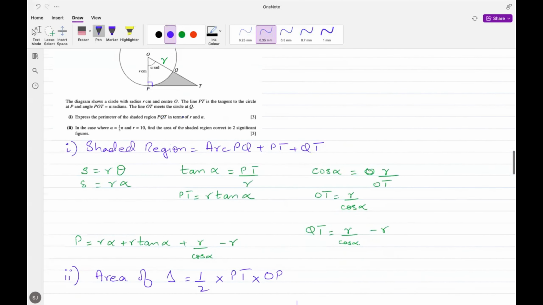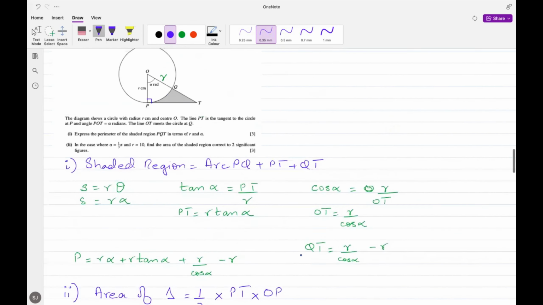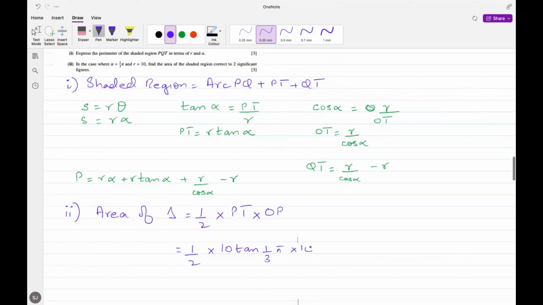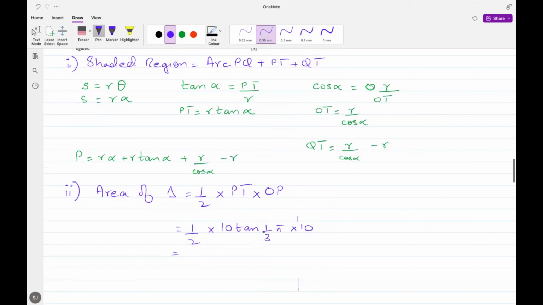Now we know that the length PT was r tan alpha. So in place of PT, we can write 1 upon 2 into r, so r is 10, into tan of alpha, which is pi upon 3, multiplied by the length of OP, which is r, so r is equal to 10. Substituting this value in the calculator, tan of pi upon 3 is root 3. So this will become 10 times 10, 100 root 3 upon 2.